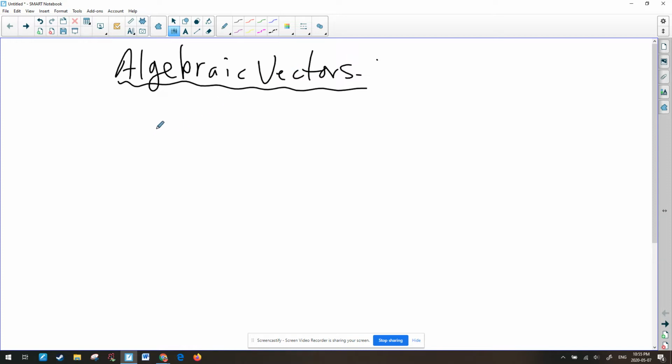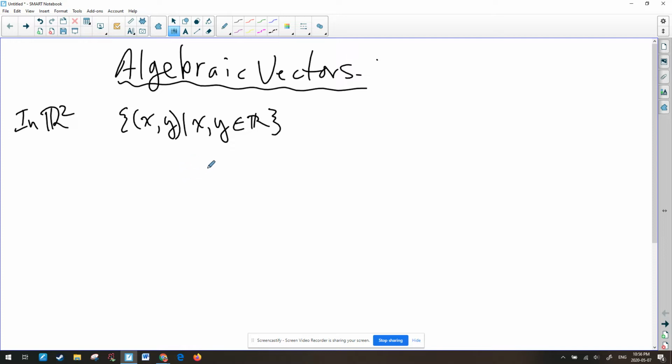So we're going to break algebraic vectors into two pieces. First, algebraic vectors in R2, so two space vectors. Algebraic vectors in two space are of the form x comma y, such that x and y are both members of the reals. And so algebraic vectors are listed as ordered pairs. The ordered pairs are where the head of the vector is, and the tail is at the origin, right?